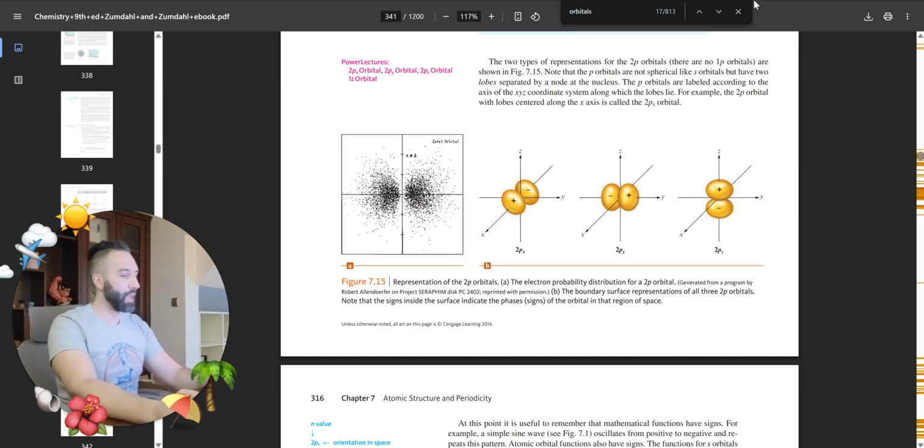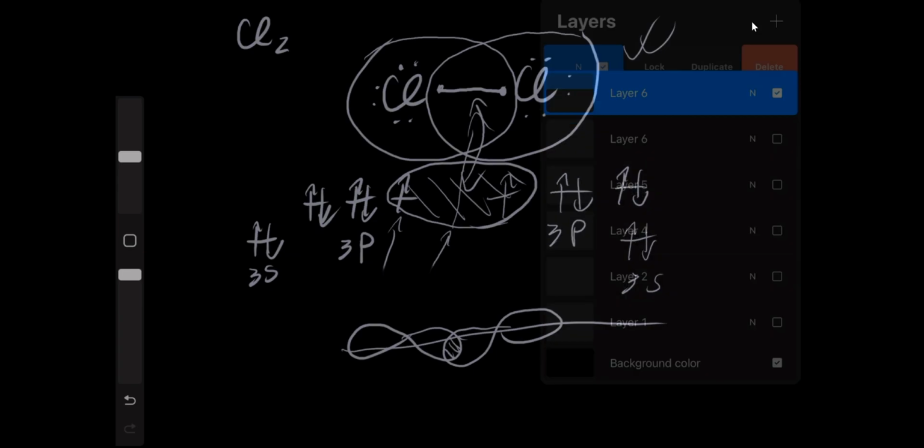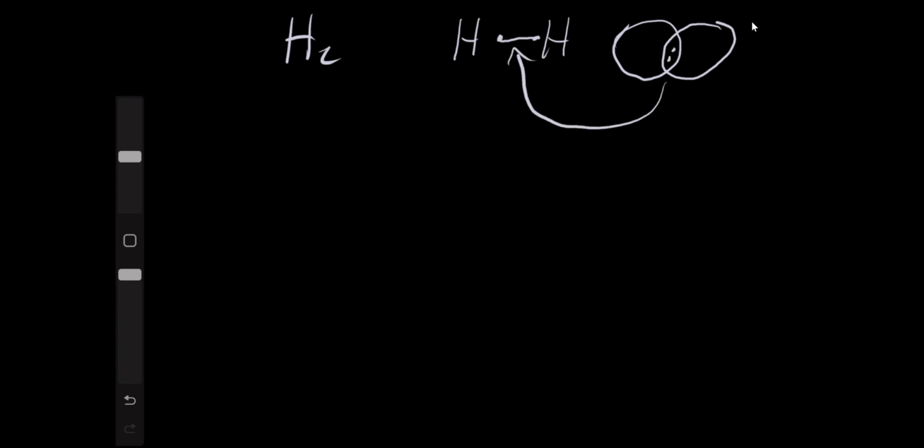If we try something else, let's try something simpler, easier to draw for me, because you guys see I suck. Let's try H2. So one H has one electron, the other one has another, and the Lewis formula would be like this. However, hydrogen has only s orbitals, so this hydrogen will have one s orbital, the other hydrogen will have the other s orbital, and these two electrons will be in between. So this is the overlap.